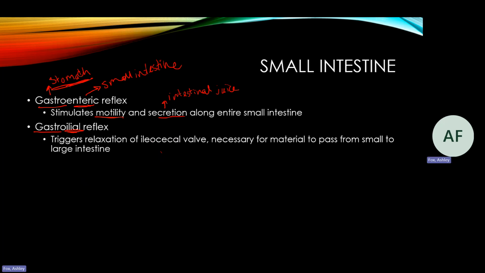ascending colon. So we have a valve in between it. It's called the ileocecal valve. So the ileocecal valve is going to be an area or sphincter kind of looking thing where we can open it and material can go from small intestine to large intestine. This is clearing things out.